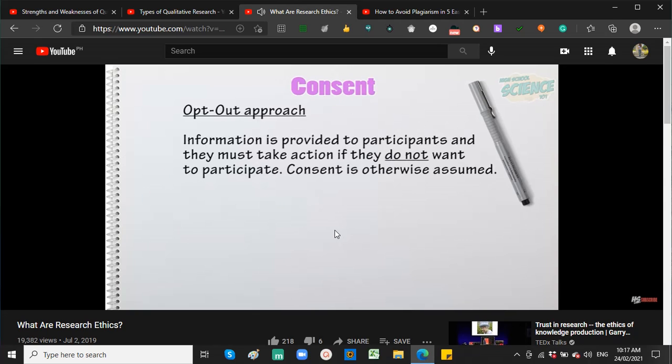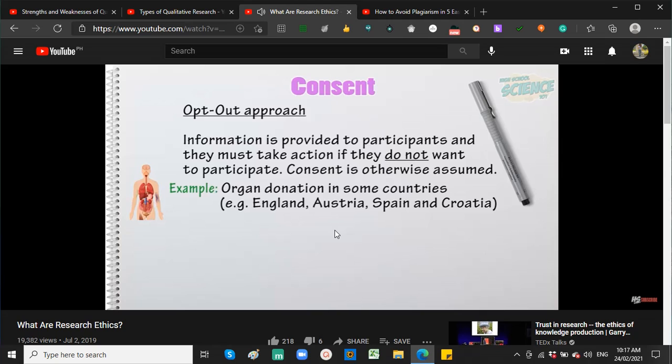Sometimes an opt-out approach is used, where the information is provided to potential participants, but they must actively tell you that they don't want to be involved, otherwise their consent is assumed. An example of this is organ donation. If you live in a country where they have an opt-out approach for organ donation, and you don't want your organs to be harvested to help other people if you pass away, then you need to actively tell them that you don't want that to happen. Otherwise, if you're involved in an accident and your organs can be harvested to help other people, then they will assume that you've provided consent because you haven't actively opted out.